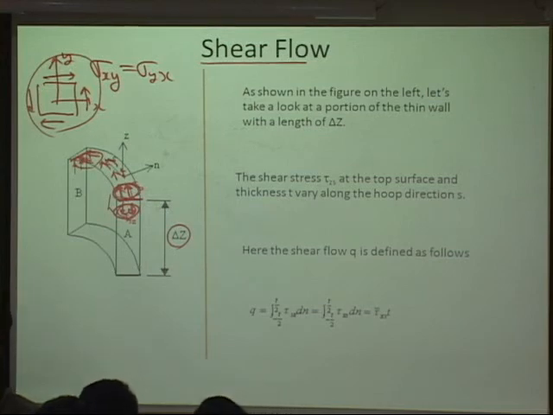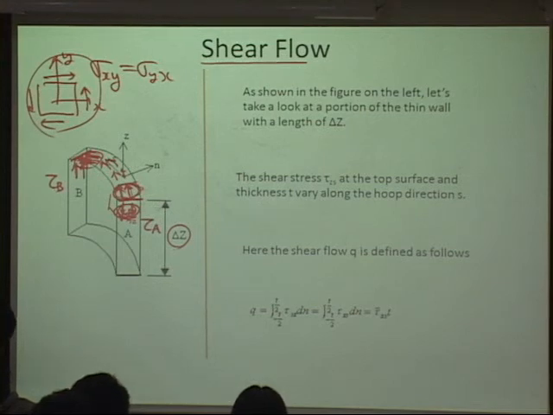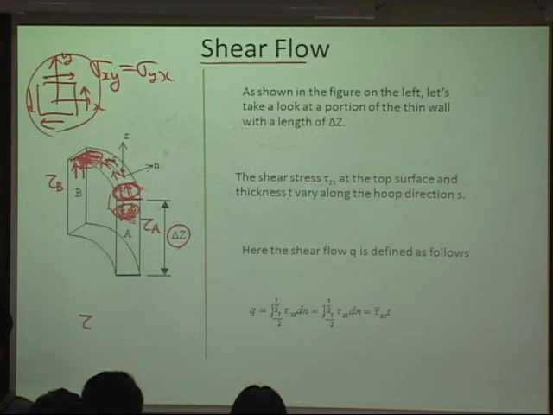And same for here. If we have some shear stress distribution here, then the stress in this surface should also be the same as this shear stress. This is a very important observation. So anyhow, let's say this is tau A and this is tau B. And let's say delta Z is small, then tau A times thickness T times delta Z will be the force in the downward direction, right?